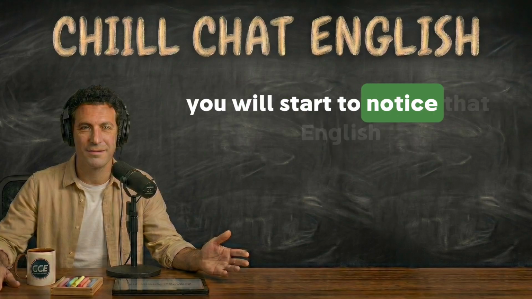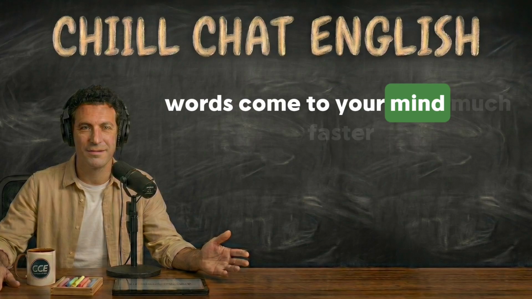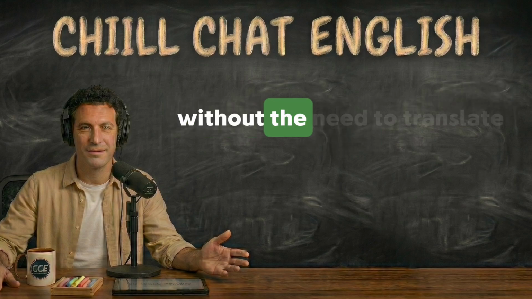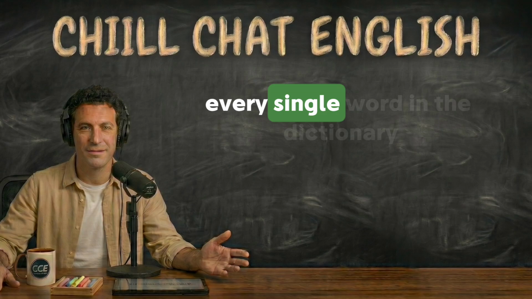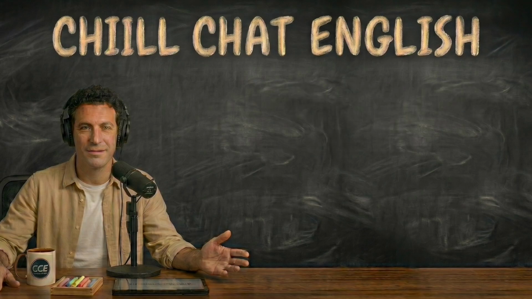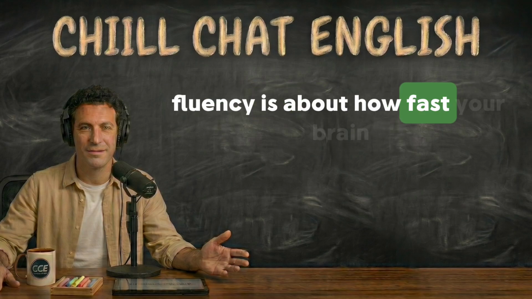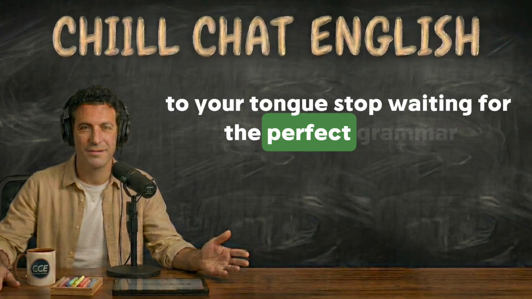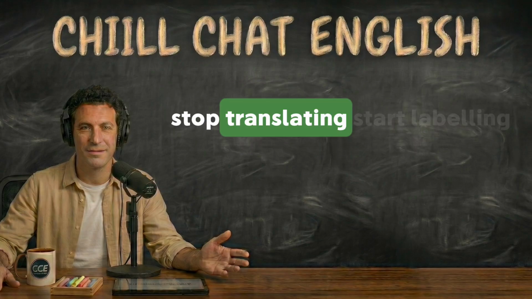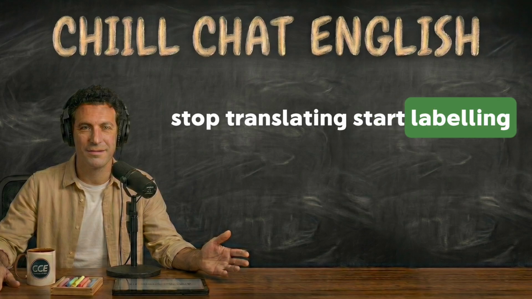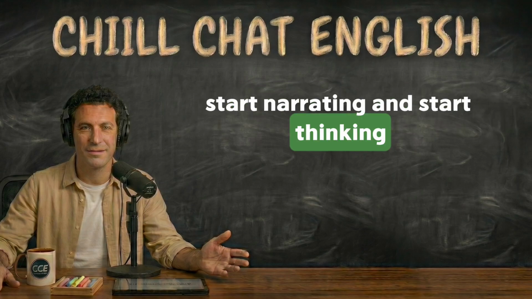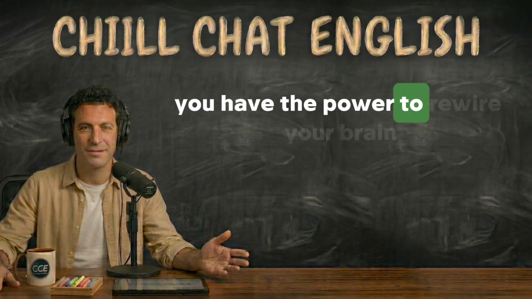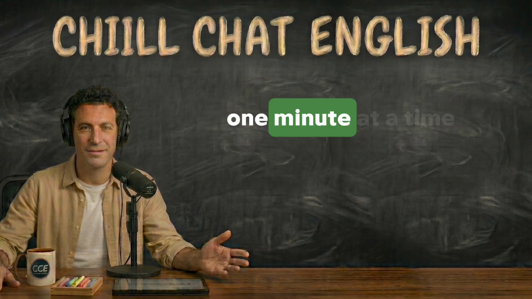You will start to notice that English words come to your mind much faster, without the need to translate. Fluency is not about knowing every single word in the dictionary. Fluency is about how fast your brain can connect your thoughts to your tongue. Stop waiting for the perfect grammar. Stop translating. Start labeling, start narrating, and start thinking. You have the power to rewire your brain 1 minute at a time.